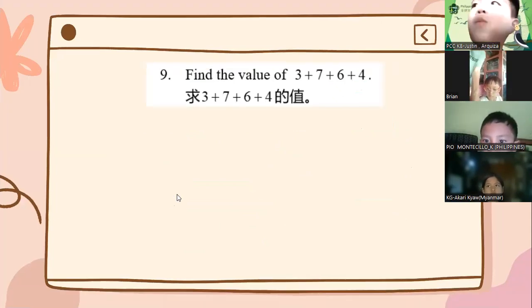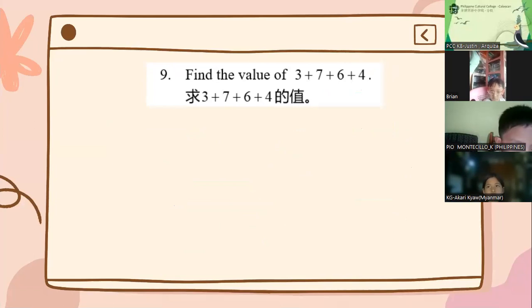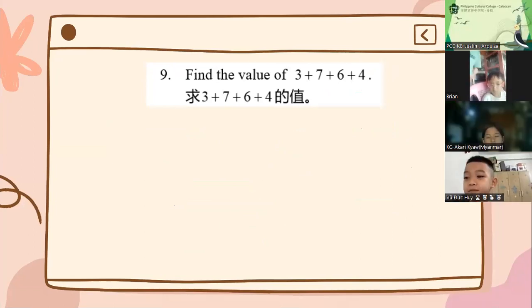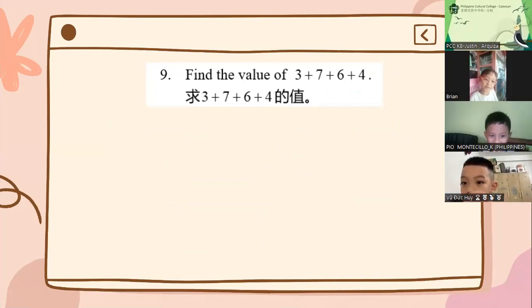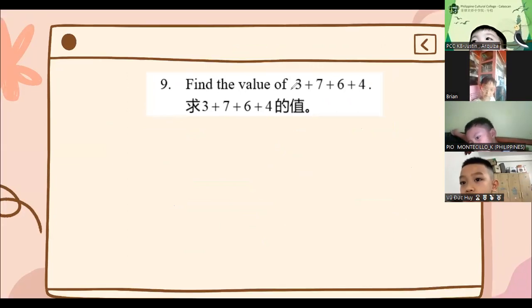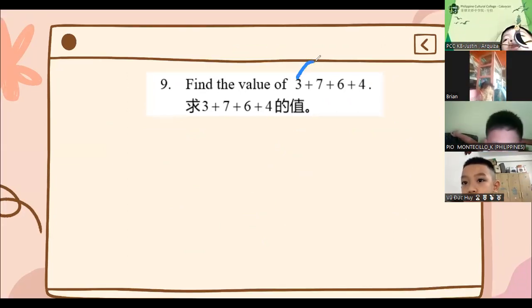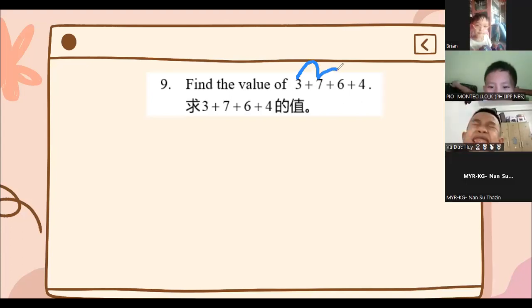Find the value of 3 plus 7 plus 6 plus 4. 20. Very good, everyone. That is correct. It's 20. Of course, there are a lot of ways for you to answer this. You can add them one by one, like 3 plus 7, 7 plus 6, 7 plus 4.